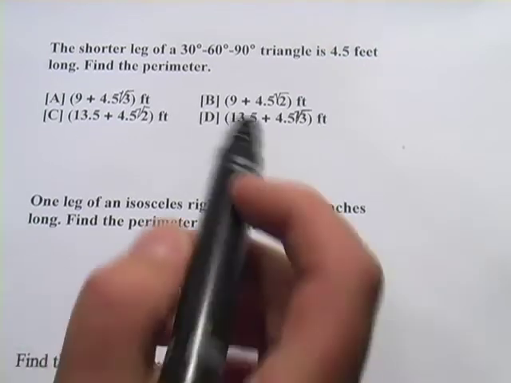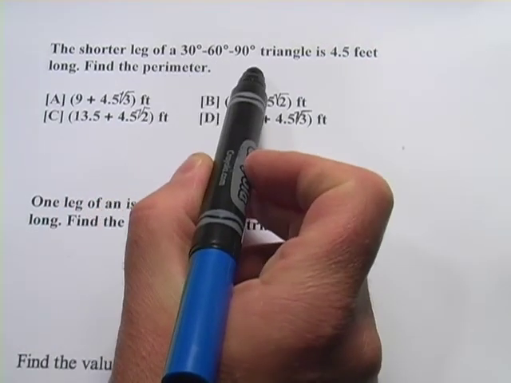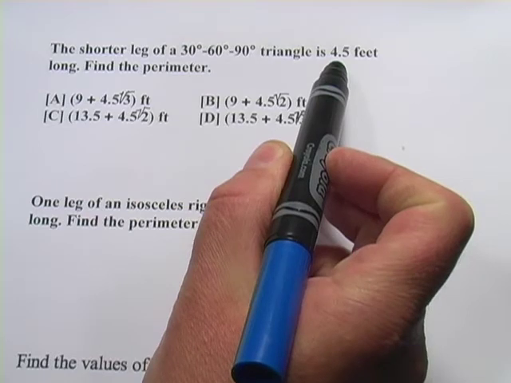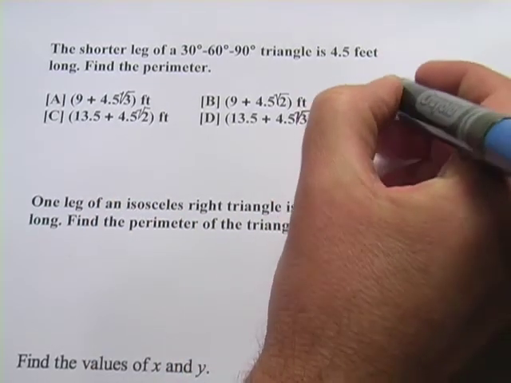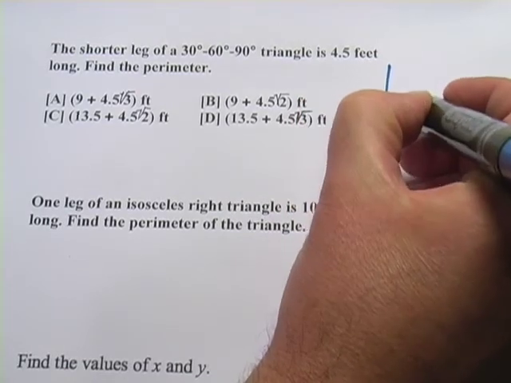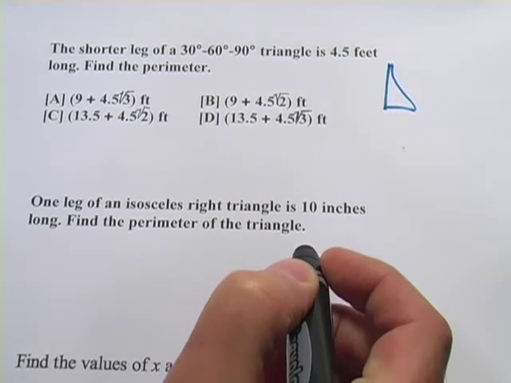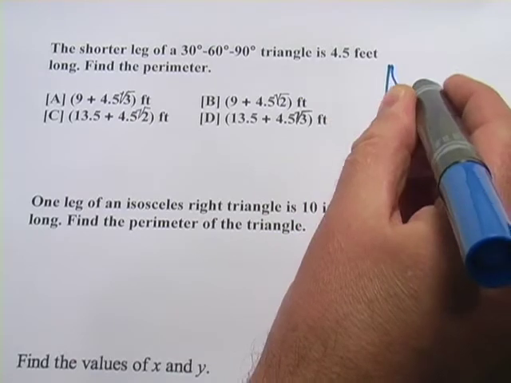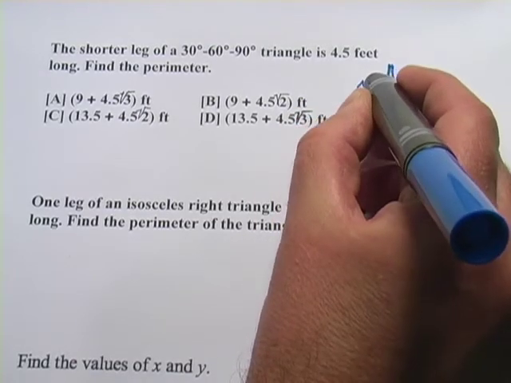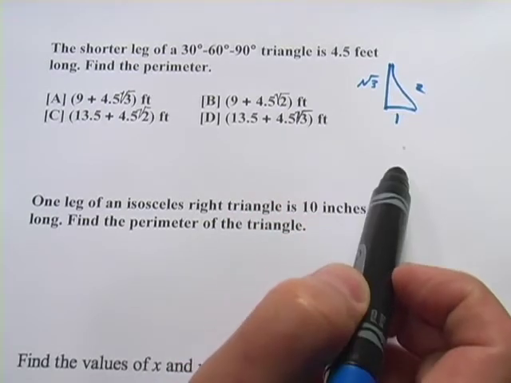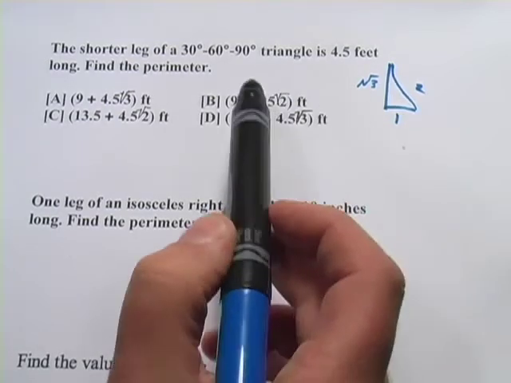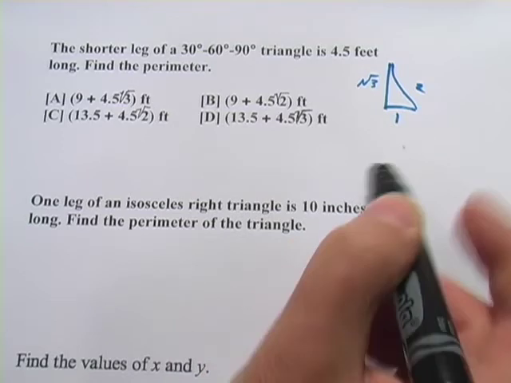This first problem says the shorter leg of a 30, 60, 90 triangle is 4.5 feet. And then they want you to find the perimeter. I always like to start with a picture. So I'll just draw it in that same orientation we saw in the diagram. And we've got 1, 2, and square root of 3. Now when we find the perimeter, we're going to have to find every side and then add them together. And it says the shorter leg, that's this one down here, is 4.5 feet.